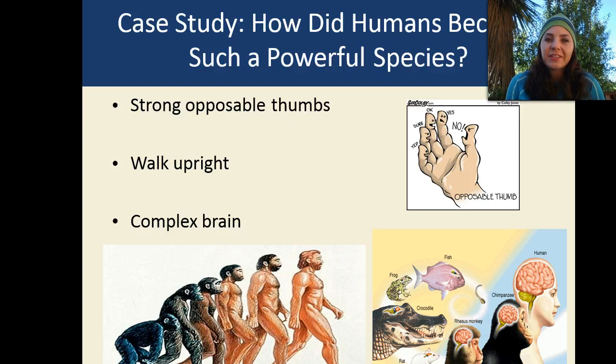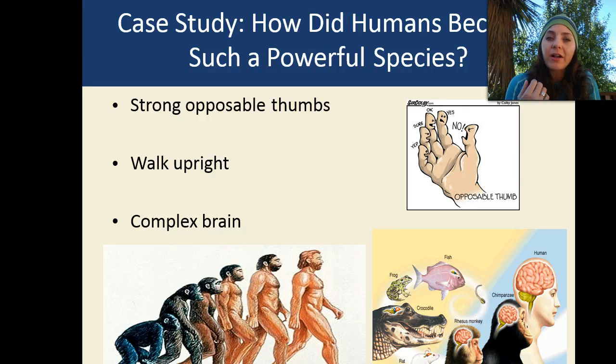So one of the case studies that's going to be brought up in the unit is how did humans become such a powerful species through the process of evolution? Well, first of all, we have these cool opposable thumbs. Lets me grab things and manipulate things such as tools. I can unscrew lids, I can hitchhike, lots of things I can do with my opposable thumbs.